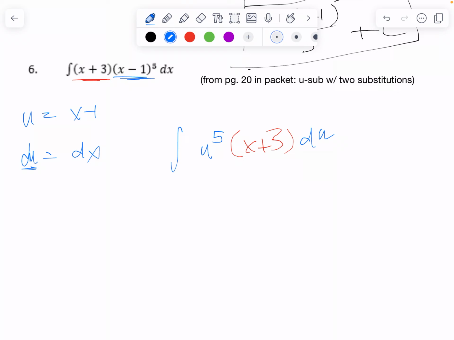And until you're in multivariable calculus, you are not allowed to integrate 2 variables in this course. You should only have 1 variable. Everything should be in terms of u. So how do we get that u? How do we get rid of that x plus 3? Because the plus 3 is not the problem. This x is the problem. How do I get rid of that?